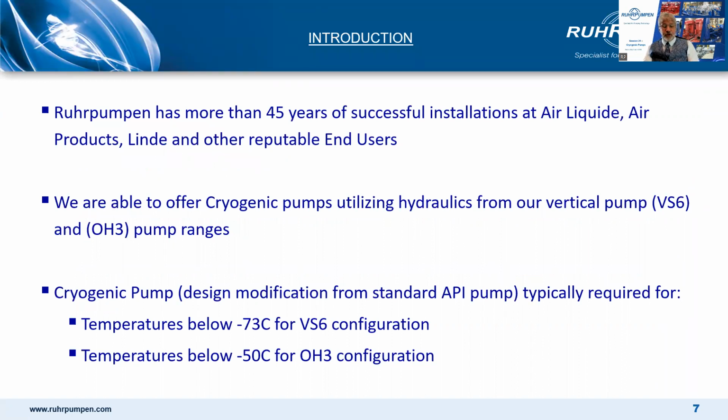You'll see that Ruhrpumpen has a good history of supplying cryogenic pumps to users such as Air Liquide, Air Products, and Linde, amongst others. These pumps are cryogenic versions of our OH3, vertical inline pumps, and VS6 pumps, vertical multi-stage barrel. So when do we switch from conventional API designs to cryogenic designs? Well, it's below minus 50 degrees centigrade, which is minus 58 Fahrenheit for the OH3 pumps, and below minus 73 centigrade, which is minus 100 Fahrenheit for the VS6 pumps.